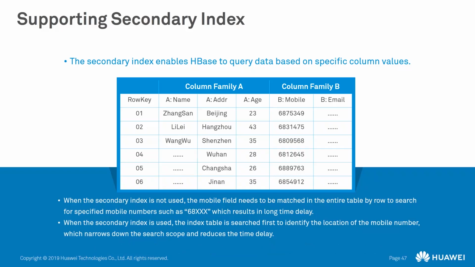Take a look at this table. When the secondary index is not used, the mobile field needs to be matched in the entire table by row to search for specified mobile numbers such as 6854912, which results in long time delay. But when the secondary index is used, the index table is searched first to identify the location of the mobile number, which narrows down the search scope and reduces time delay.